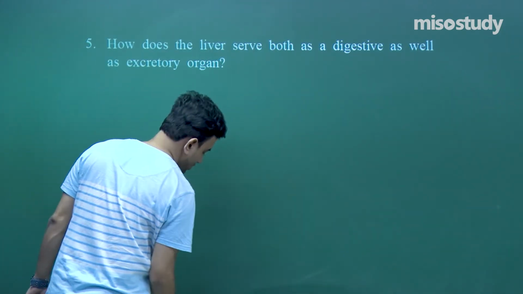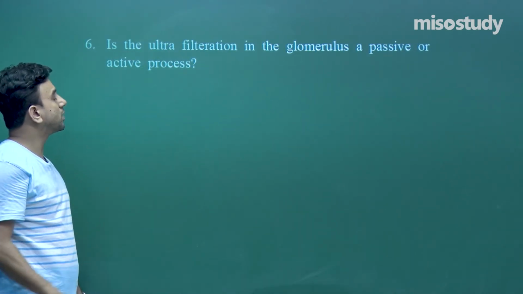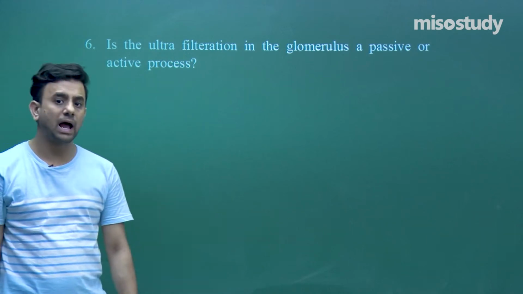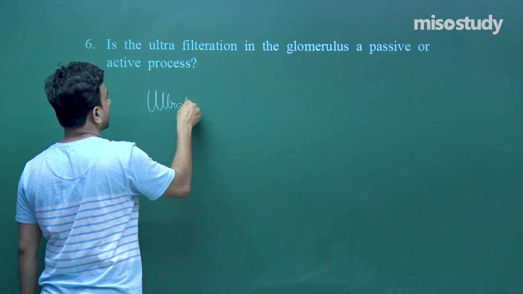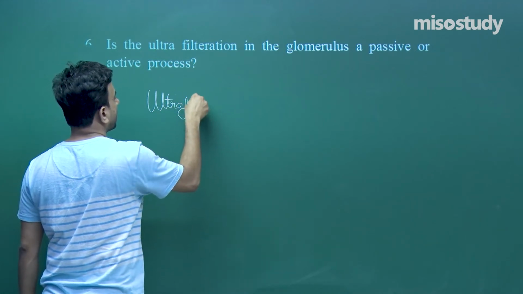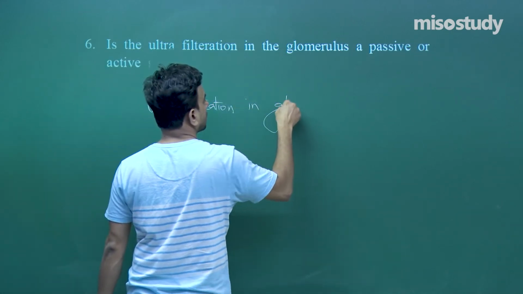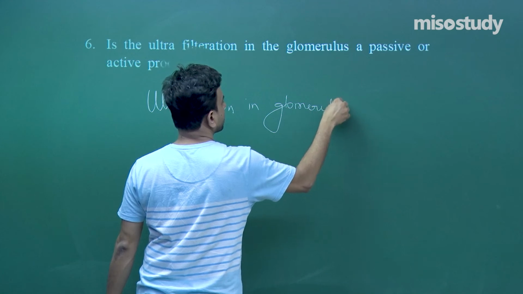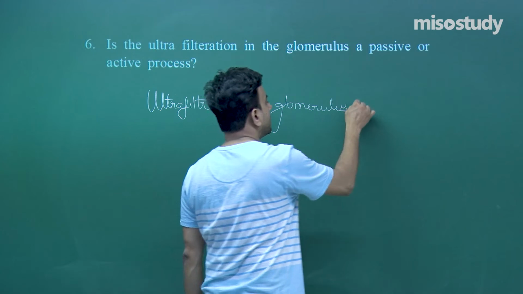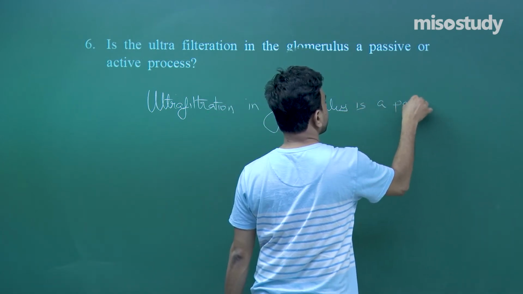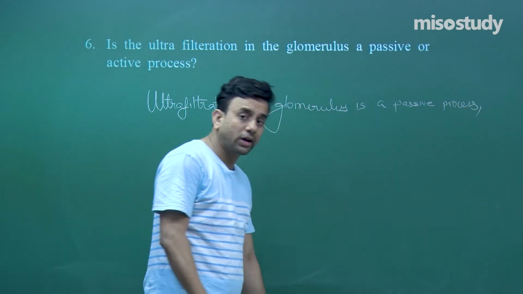Now, we move on to the next question. Is the ultrafiltration process in the glomerulus a passive or an active process? Ultrafiltration in the glomerulus is a passive process. It does not require energy.